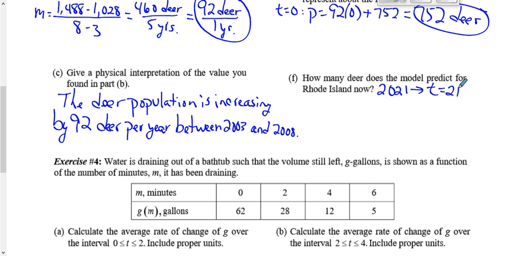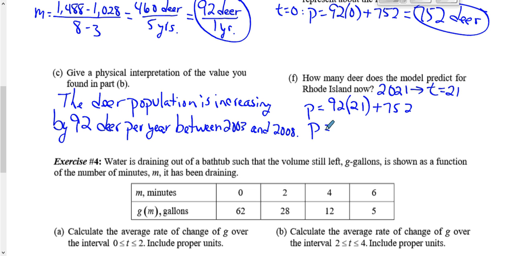So now it's just plug and chug, right? So it's P equals what? 92 times 21. So it's 92 deer per year for 21 years, plus the starting amount, which was 752. So what is that population? You guys tell me. 2,684.